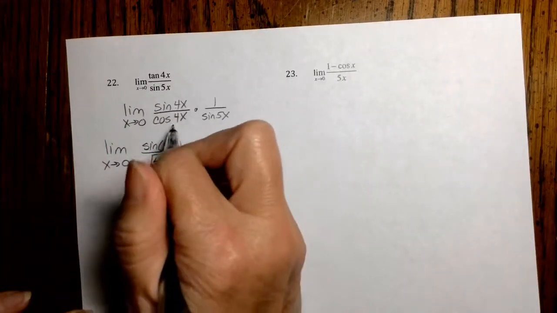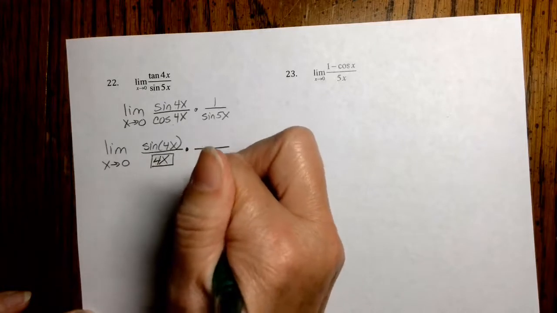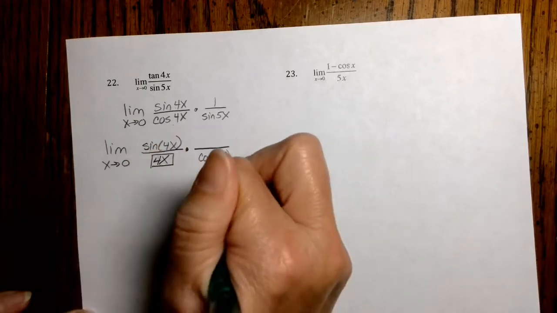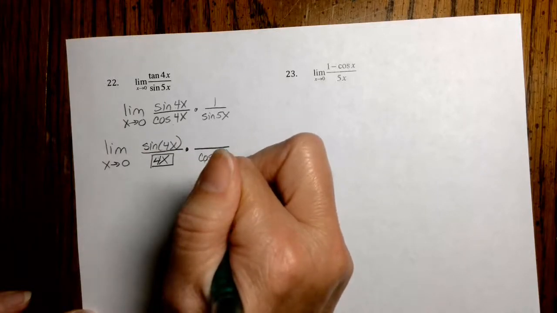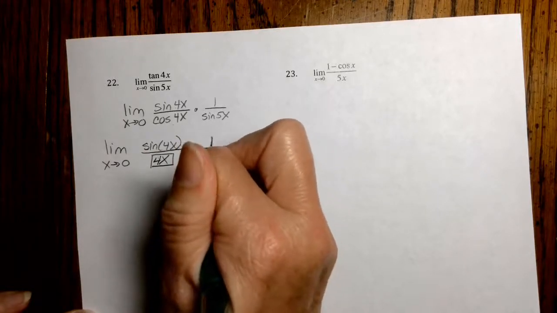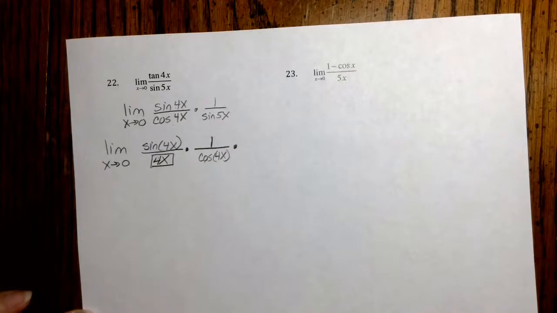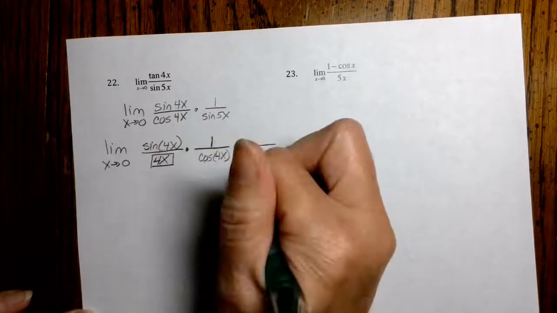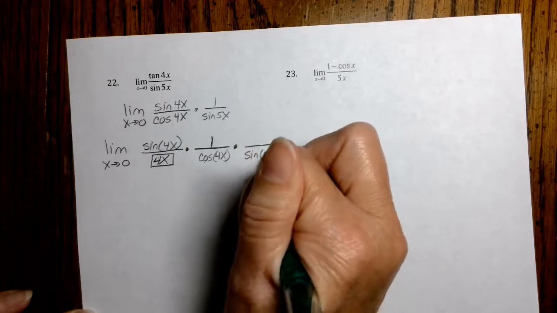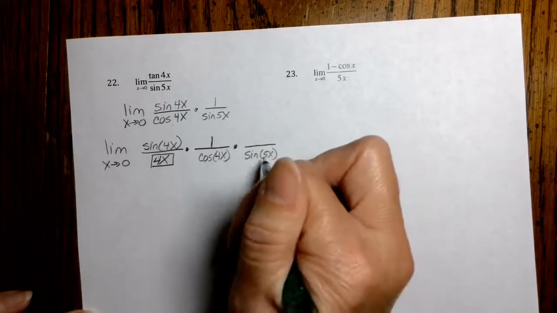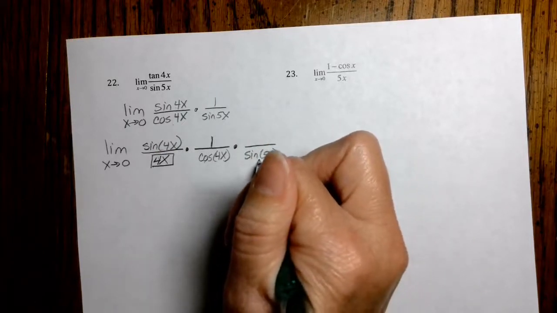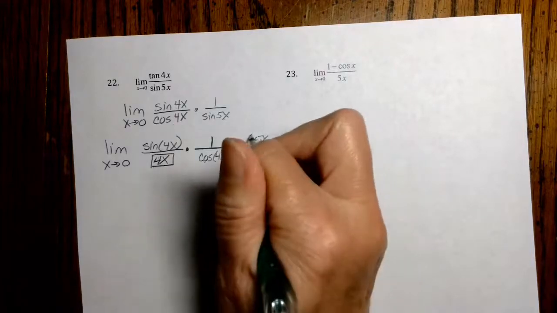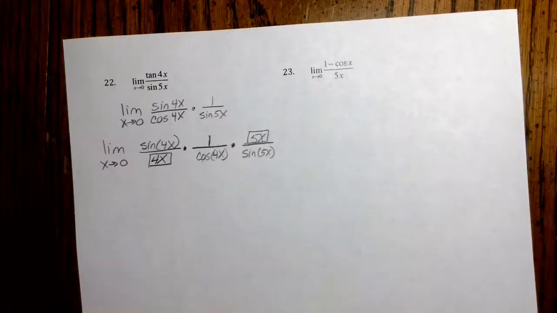Times, in the denominator, I have cosine of 4x, and just like in the last problem, at 0, cosine is 1. So that is a safe fraction as is. The last part is the sine of 5x. And to make it go to 1, I need the linear 5x. I put that in. I'm going to note it.